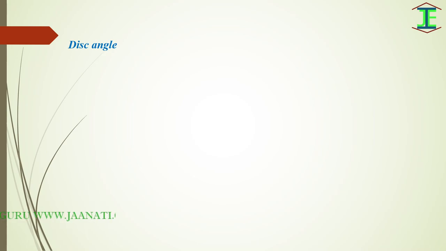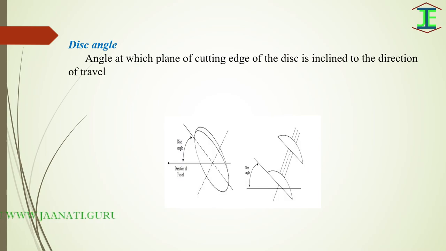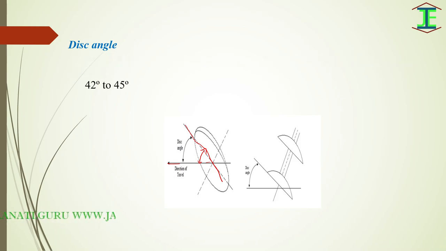And the most important thing is disc angle. Disc angle is the angle at which the plane of the cutting edge of the disc is inclined to the direction of travel. So this is the direction of travel of the disc, and the disc is with some inclination. This inclination to the direction of travel is called the disc angle. This disc angle varies between 42 to 45 degrees.